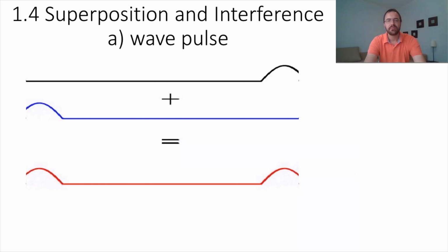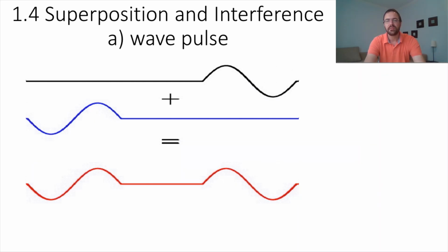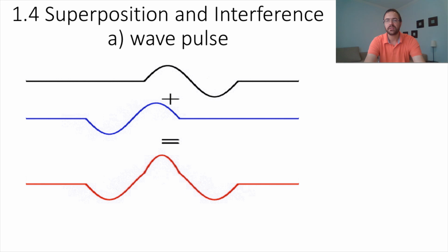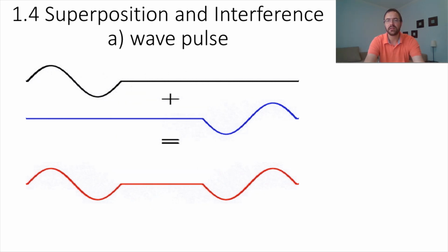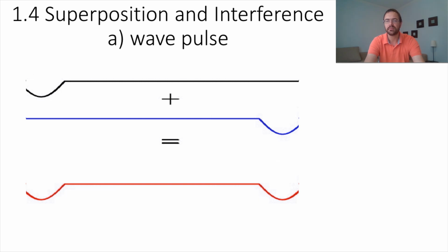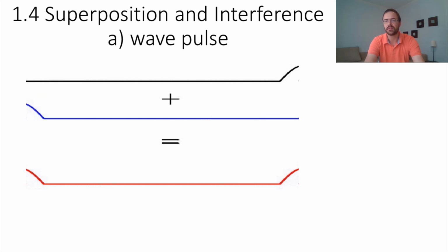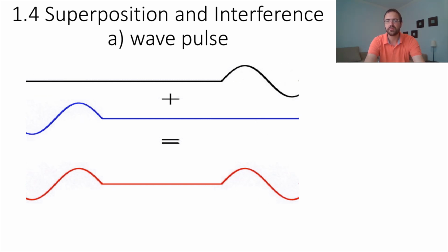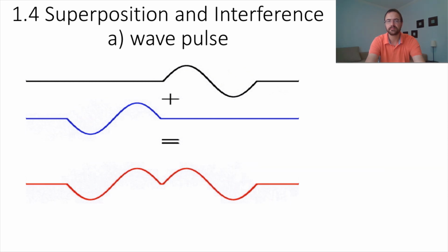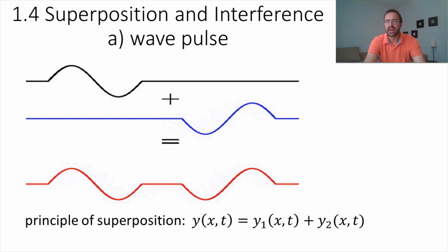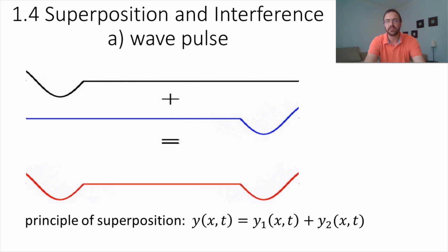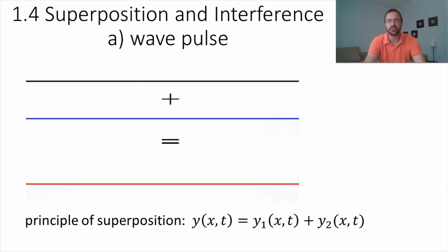In this video, we consider what happens when two wave pulses overlap at the same location in space. For example, if you have a wave pulse traveling left to right and another one traveling right to left on the same string, then what happens when the two pulses collide? And the result is very simple. We simply add the displacements. And this is called the principle of superposition.